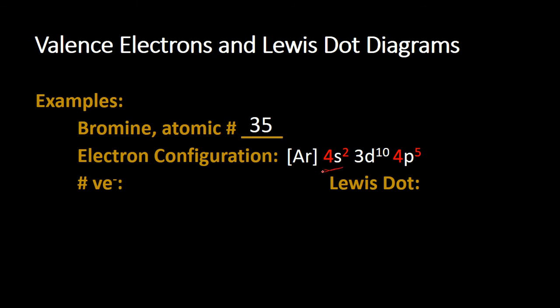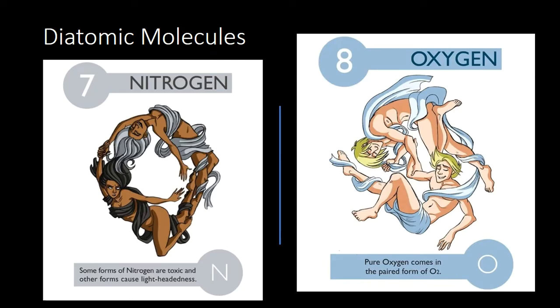So again, the valence is the 4 level, and it has a total of 7. So that's 7 valence electrons, and the Lewis dot notation would be the element symbol bromine, and then you just put 7 dots going around: 3, 4, 5, 6, 7. So that just shows you when you hit bromine, you have 7 valence electrons. All right, so that should make sense.